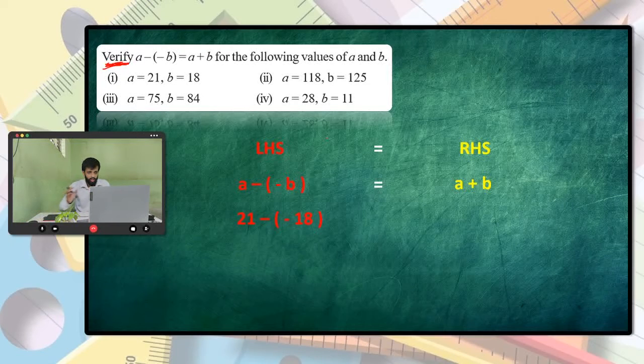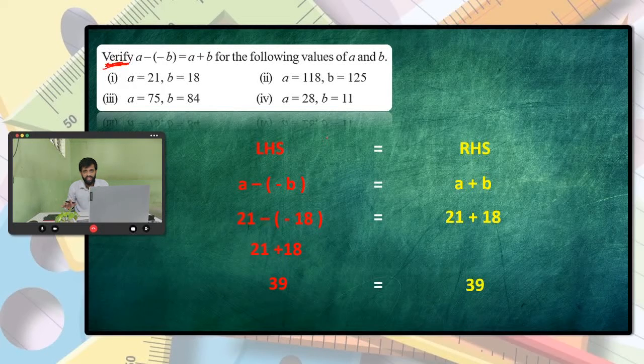Now, if you look at 21 minus bracket minus 18, there are 2 signs, that's the reason there is a bracket. Now I need to remove that bracket. Minus and minus will become plus, so it will become 21 plus 18. Same way on the other side. After addition you get 39. So this side will become 21 plus 18, which is equal to 39.